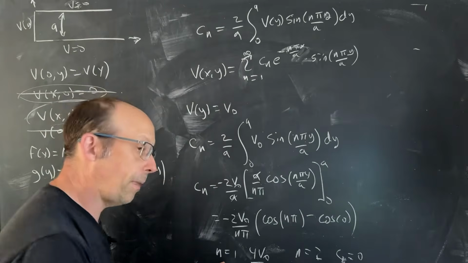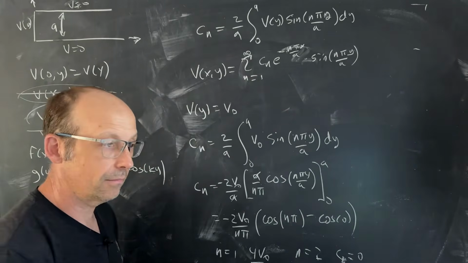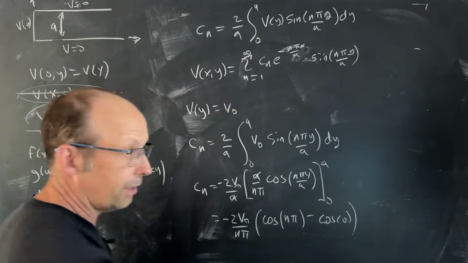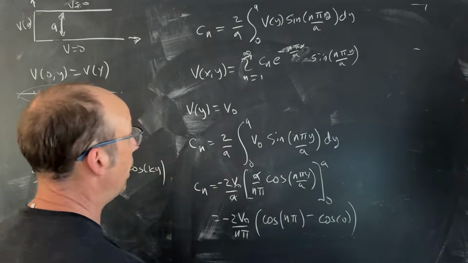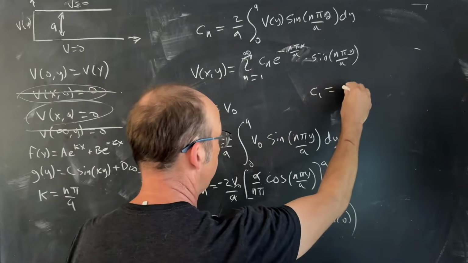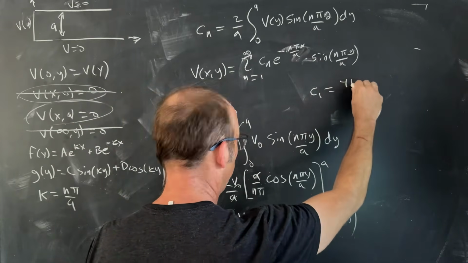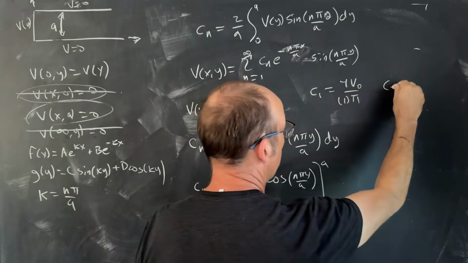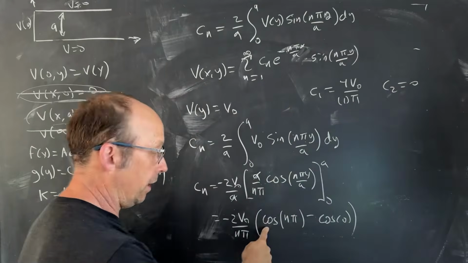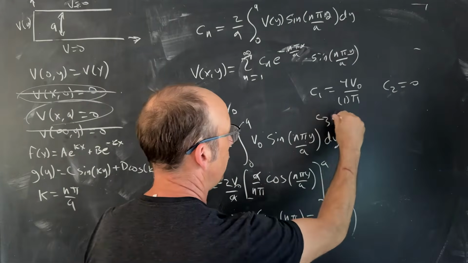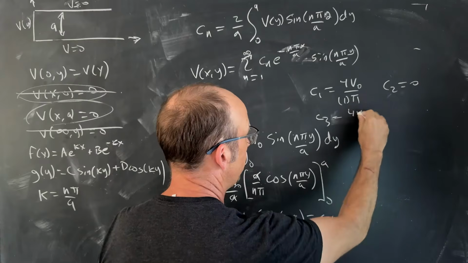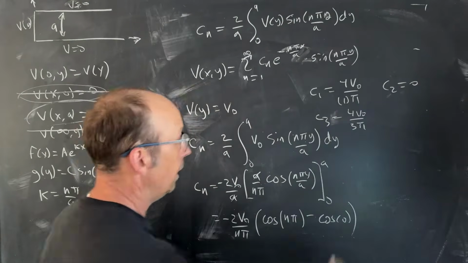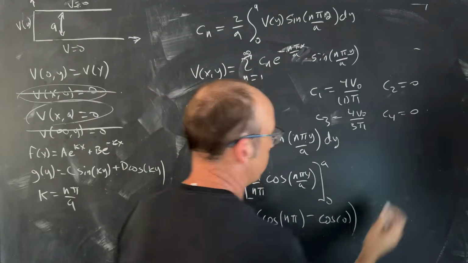So if n is equal to 2, then C2 is equal to 0. Okay, so the same thing going back over here. Oh, you can't even see that. Can you see that? Okay, I don't want to erase that. So C1 is going to be equal to 4 V0 over 1 times pi. C2 is equal to 0, right? And then C3 would be 4 V0 over 3 pi, and then C4 is equal to 0.